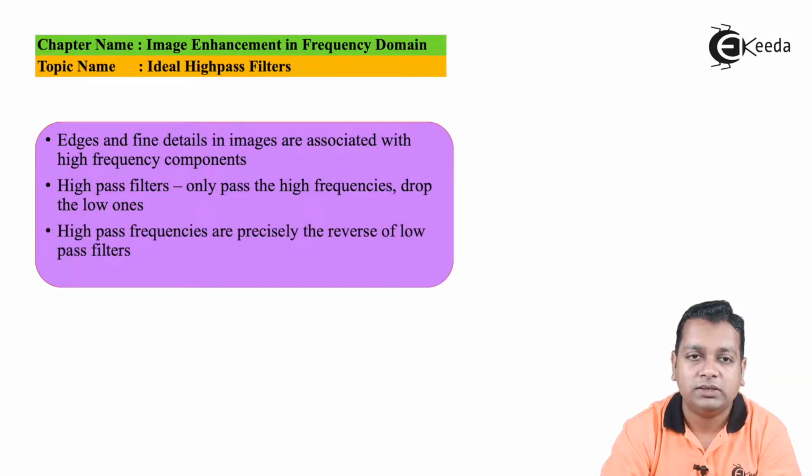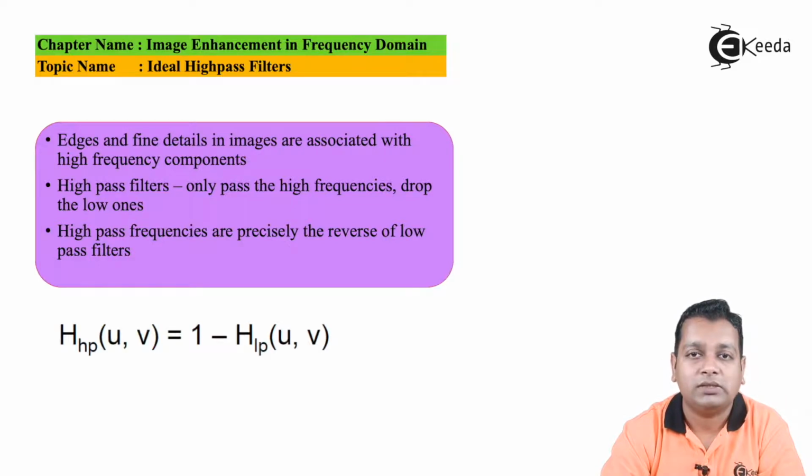The high frequencies that represent the edges and very fine details in the images are the precise ones, and this is the reversal of the low pass filter representation. Hence for the ideal high pass filter we have the representation of the transfer function H suffix HP, HP for high pass, as a function of the two parameters u and v. It is given by 1 minus H suffix LP for low pass filter as a function of u v. The transfer function for the ideal low pass filter we have seen in our previous video. If we subtract that representation from 1, we shall get the transfer function of the ideal high pass filter.